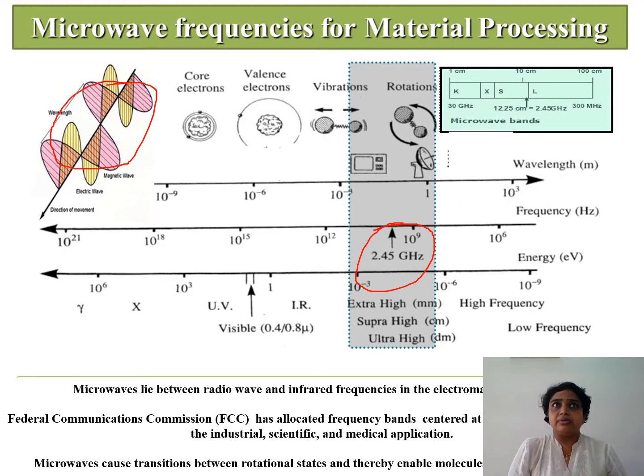So there is a range of frequencies, but the Federal Communications Commission has allocated two frequencies, mainly 2.45 gigahertz and 0.915 megahertz, for scientific, industrial and medical applications. Now, why has this frequency been chosen for material purposes or any other application? Because in this range, microwaves can cause transitions between rotational energy levels and thereby enable molecules to absorb the microwaves.